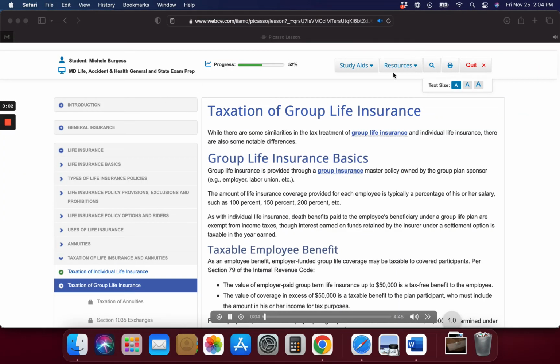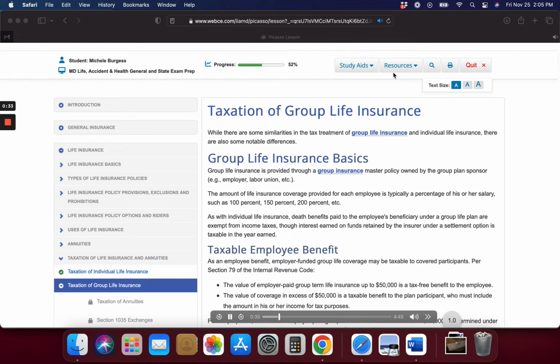While there are some similarities in the tax treatment of group life insurance and individual life insurance, there are also some notable differences. Group life insurance basics. Group life insurance is provided through a group insurance master policy owned by the group plan sponsor, for example, employer, labor union, etc. The amount of life insurance coverage provided for each employee is typically a percentage of his or her salary, such as 100%, 150%, 200%, etc.